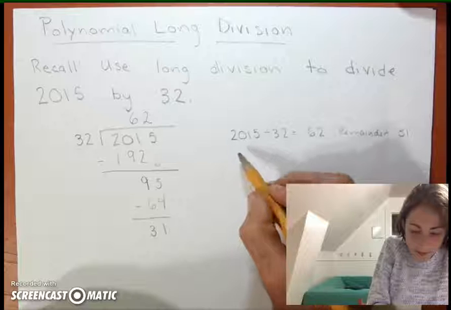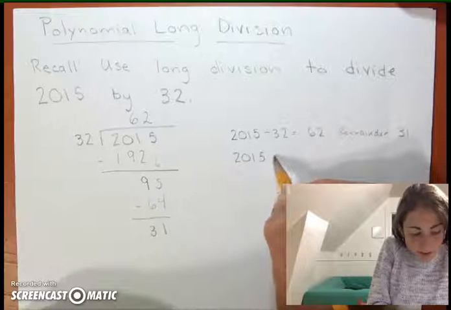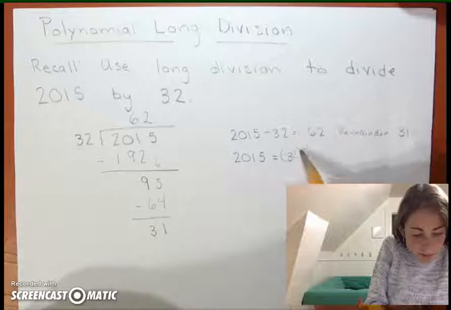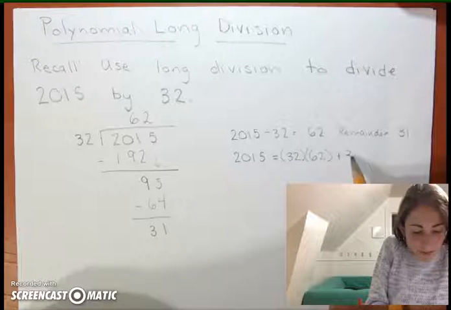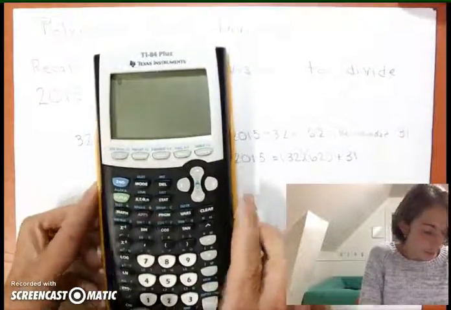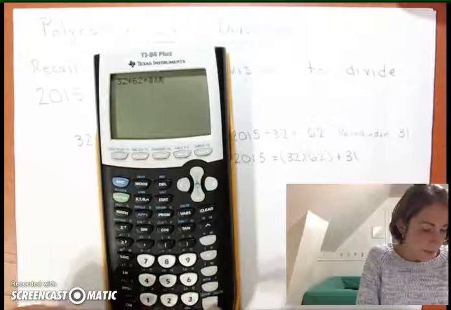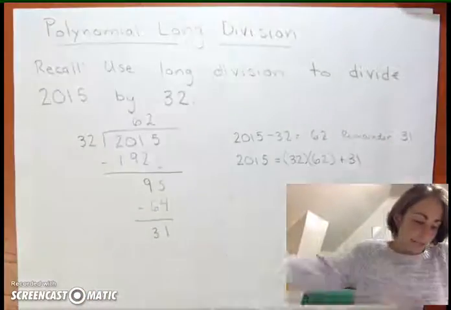Another way that we could write this is that 2015 equals 32 times 62 plus 31. And if you don't believe me, you can just check it. 32 times 62 plus 31 is 2015. So that's exactly what we're saying here.